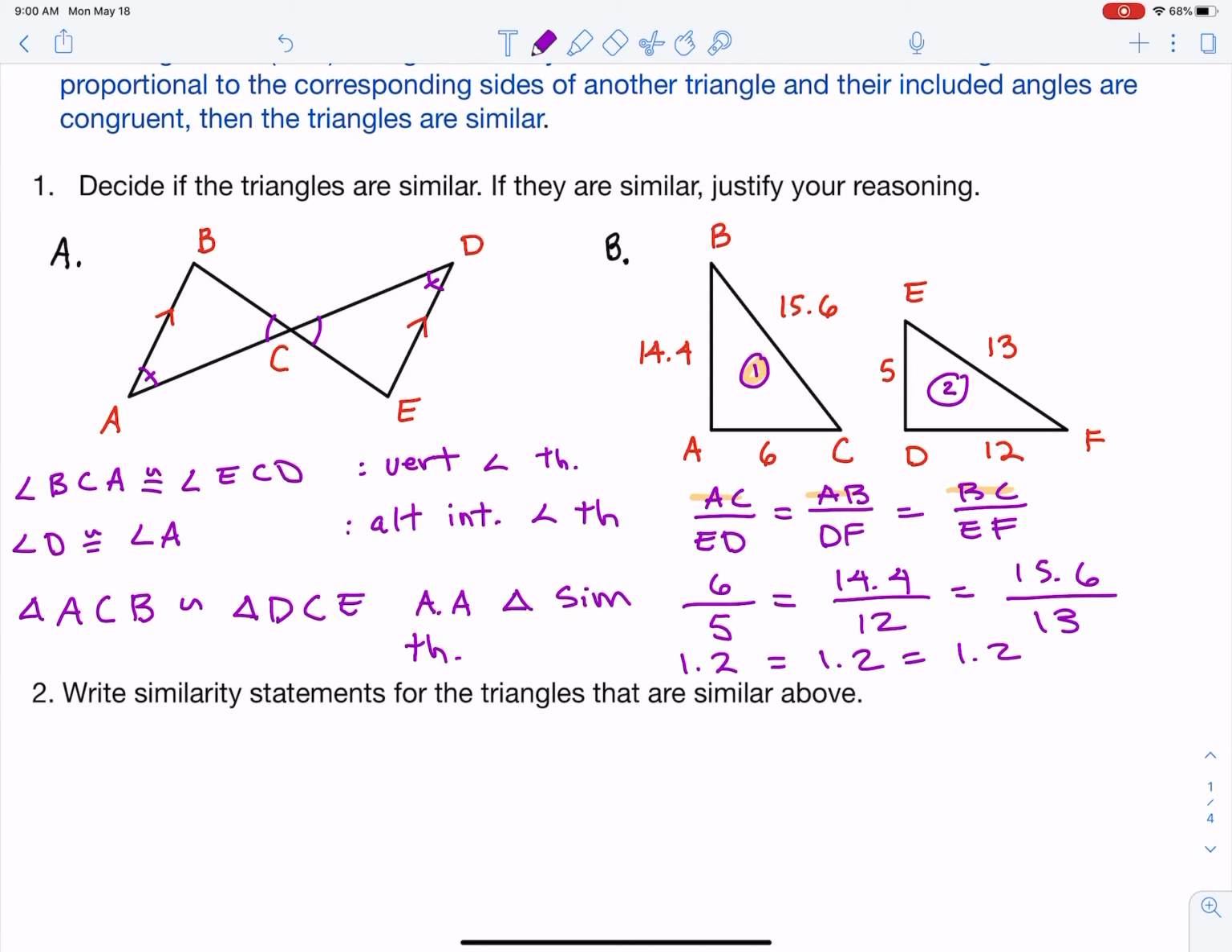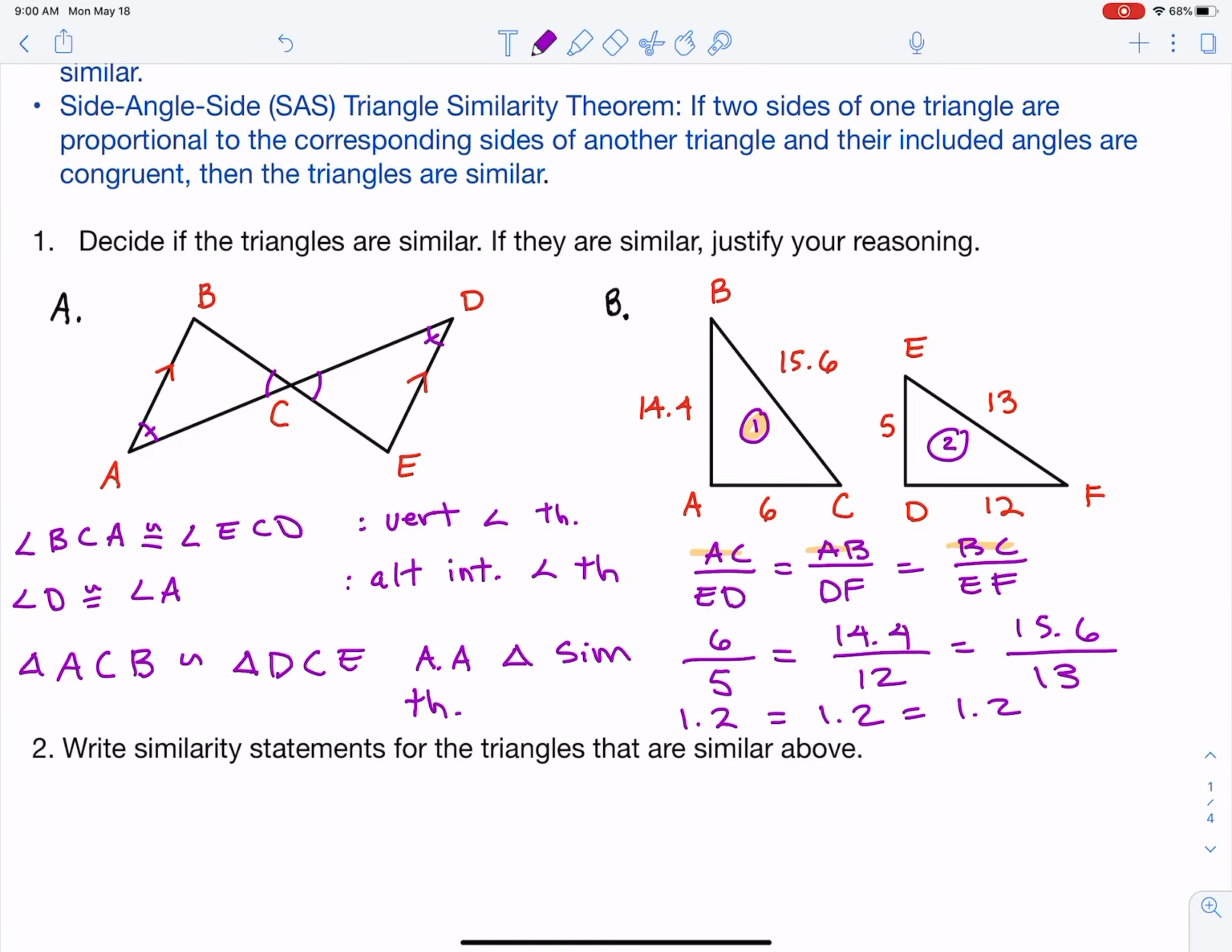Since the ratio of all three, since these ratios are the same, right? Since these sides are proportional, then by side angle side, these two triangles are similar.